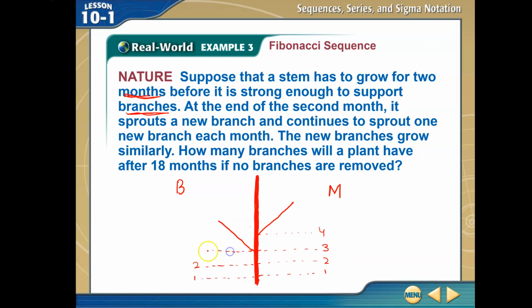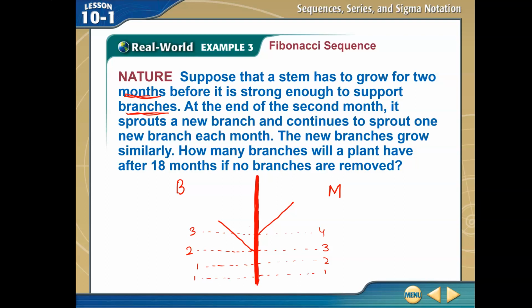So at this part you have, sorry, this was one, this part you have two, at this part you have three branches, and if you have next month more, then you have more branches. But let's read the next part. New branch each month. The new branches grow similarly. How many branches will a plant have after 18 months, right?